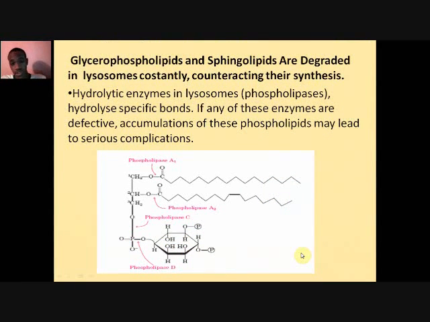Now glycerophospholipids and sphingolipids are degraded in lysosomes, so it helps to maintain the balance. They're being produced and they're being degraded to maintain the balance. And the hydrolytic enzymes involved are phospholipases. So once again, I reproduce this diagram showing the action of phospholipases degrading these phospholipids.